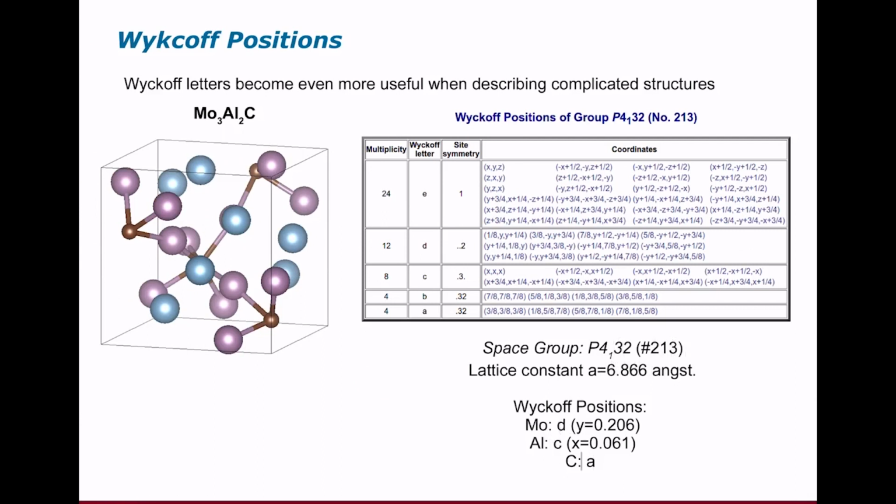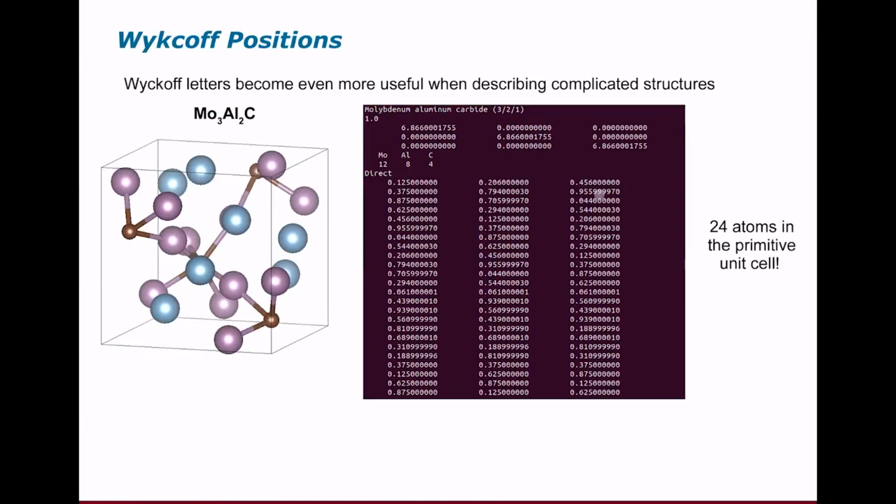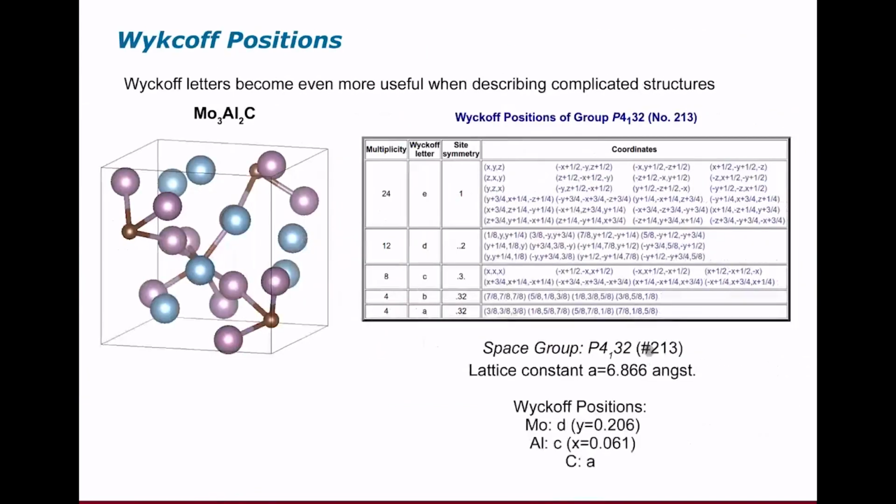So it turns out that even though you have 24 atoms in the unit cell, if you just use brute force, you would need to list 24 sets of 3 coordinates for each atom. They only occupy 3 separate Wyckoff letters. So this crystal structure can be reported essentially in one sentence in a paper rather than this long list with all those weird numbers.